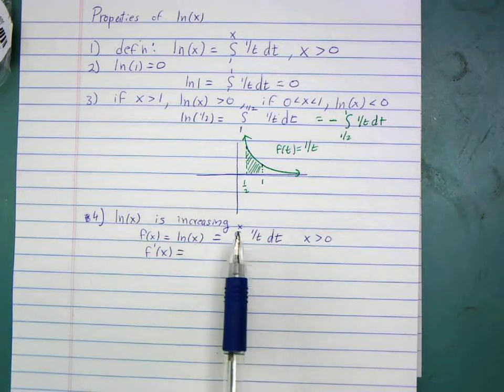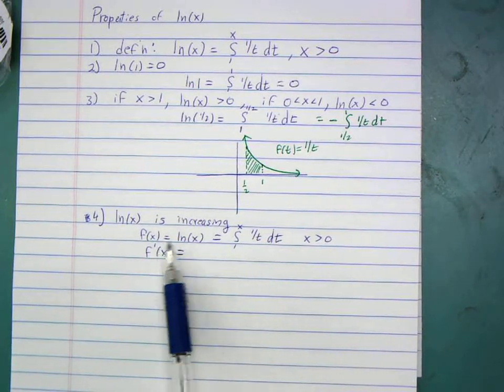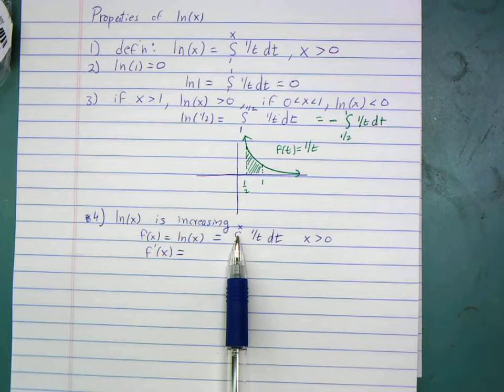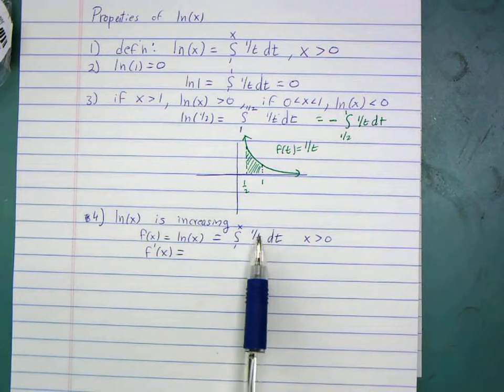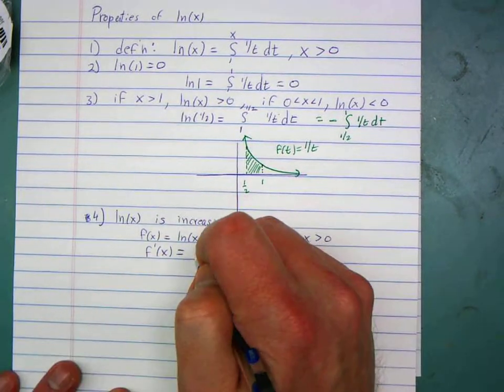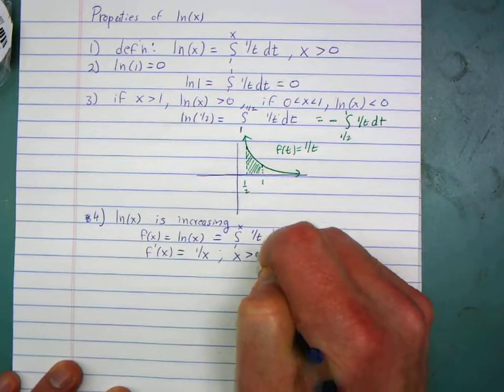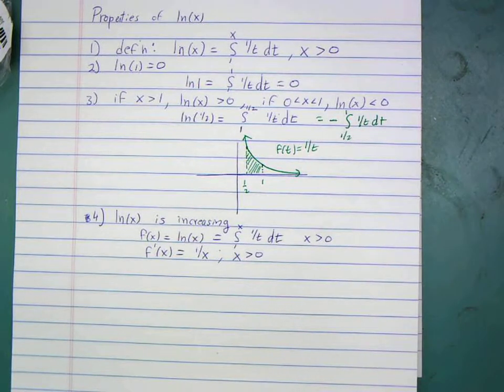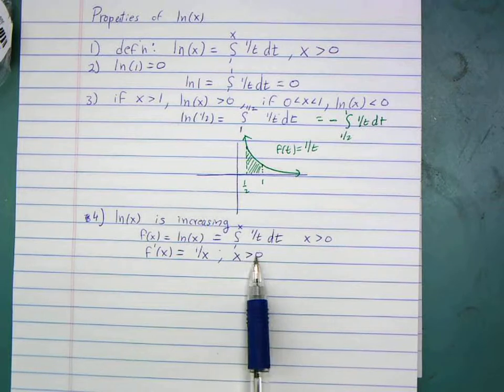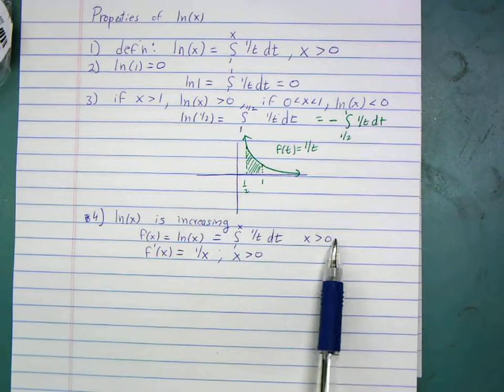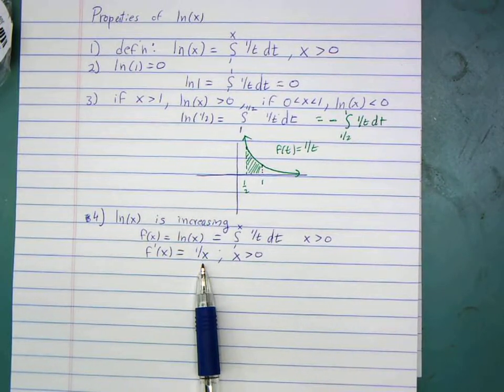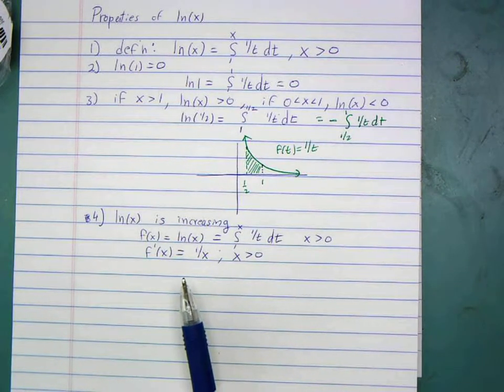What ends up happening is the derivative and the antiderivative, they're inverses, they cancel each other out. So all that's left is the function, but we're using the letter x. So the derivative of ln x is the function 1 over x. And if x is always positive, and that's our definition, x has to be positive, is our derivative positive? Yes. So since our derivative is positive, the function is increasing.